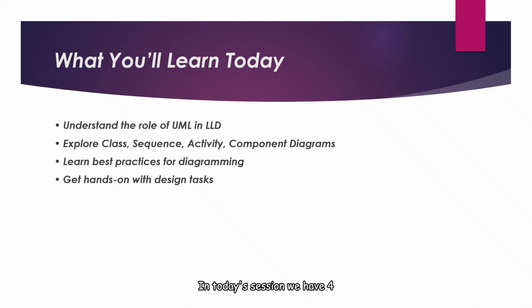In today's session, we have four major goals. First, we will understand why UML plays a critical role in low-level design and how it fits into the bigger picture of system design. Second, we will explore four commonly used UML diagrams: class, sequence, activity, and component diagrams, each with its own use cases and purpose. Third, we will learn some practical tips for creating effective and clean diagrams that communicate well. And finally, we will get to apply what we have learned with hands-on exercises and tasks that simulate real-world design situations.